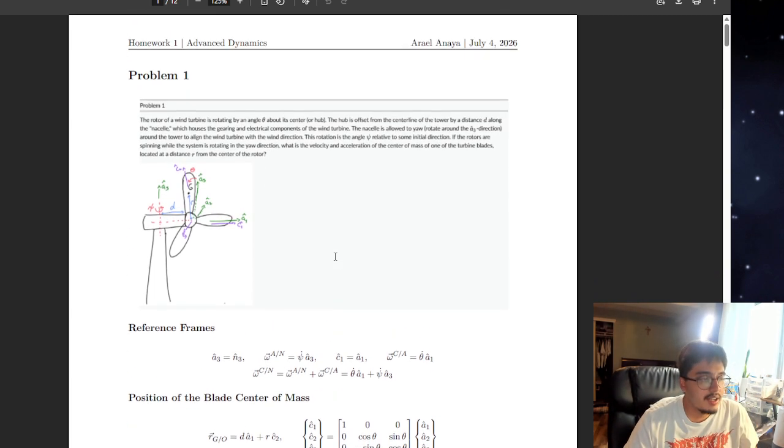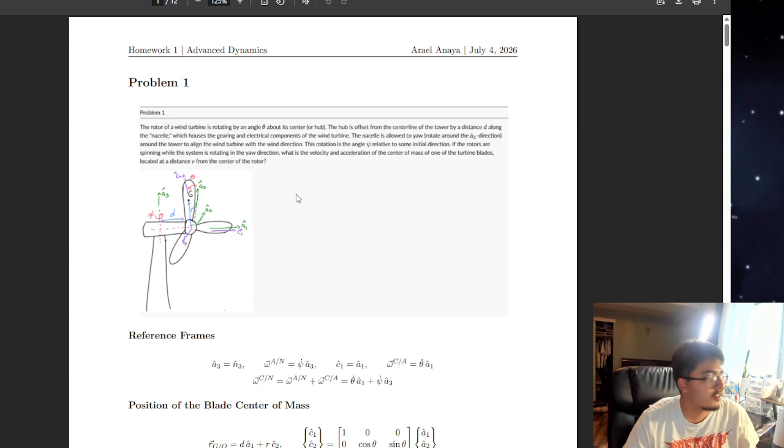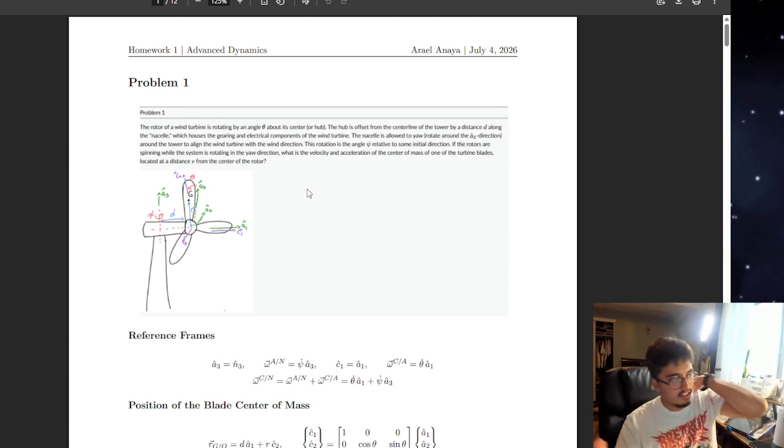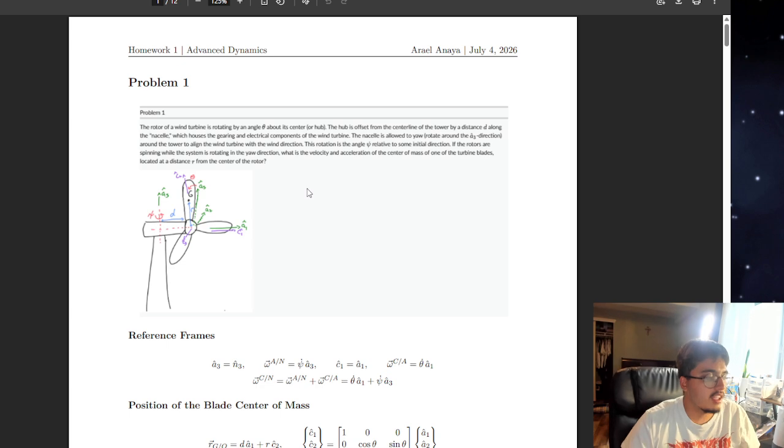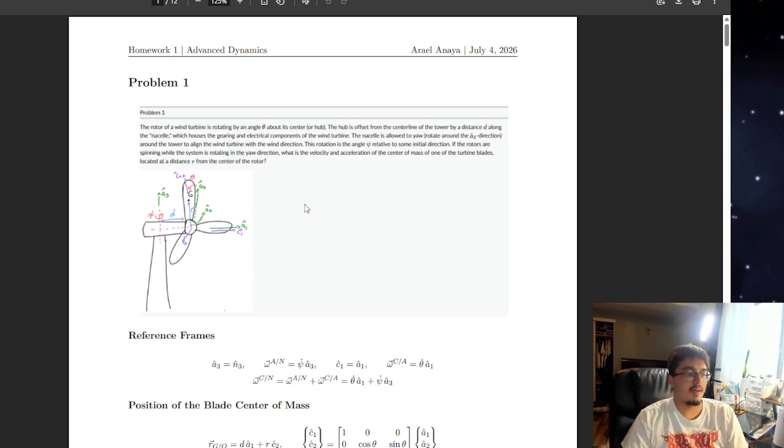I did go ahead and import all of my work into LaTeX just because my original work was all over the place. Especially these first two problems, I really had to work through them and think about the coordinate frames, so it was just kind of messy. So I imported the final solution onto here.